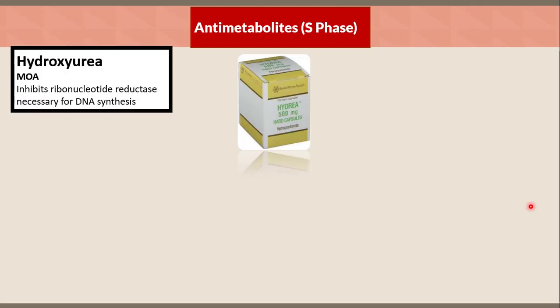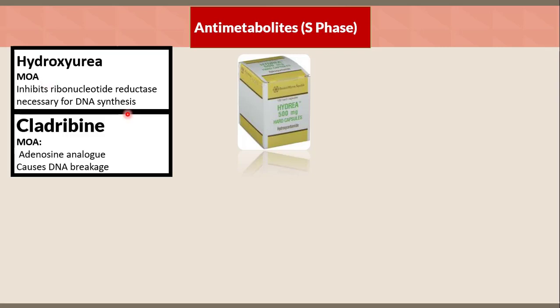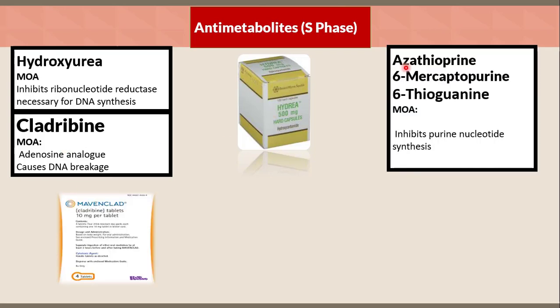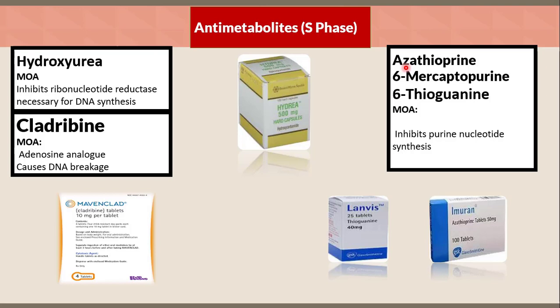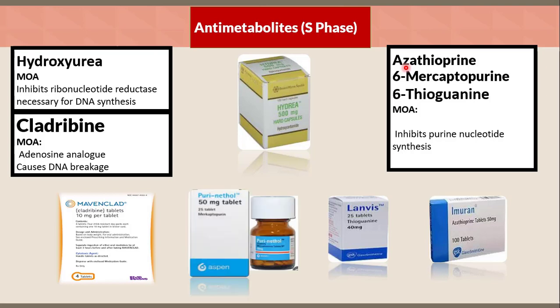Hydroxyurea inhibits ribonucleotide reductase necessary for DNA synthesis. Cladribine, adenosine analog, causes DNA breakage. Azathioprine, 6-mercaptopurine, 6-thioguanine inhibit purine nucleotide synthesis.